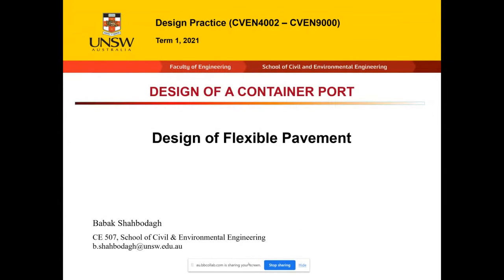All right. So now we know what is the CBR value for the subgrade, for the type of the soil that we are dealing with. We also know what is the design traffic. In the next step, we want to design the flexible pavement for the access road.